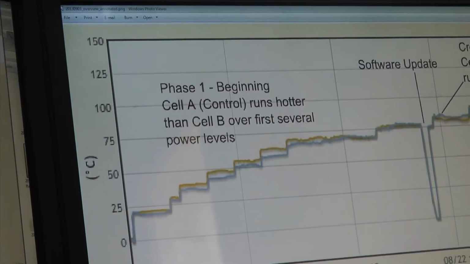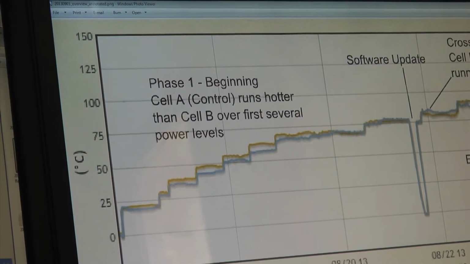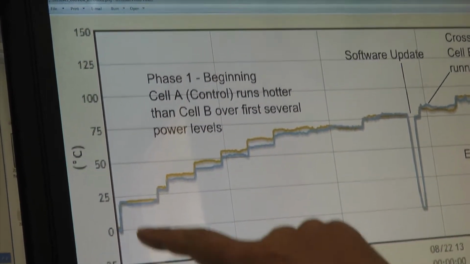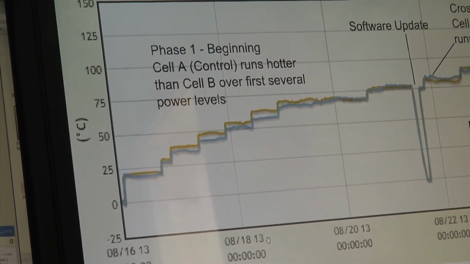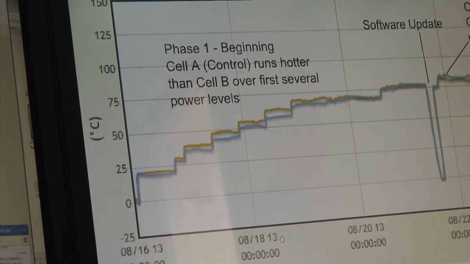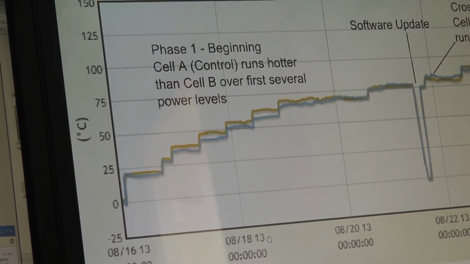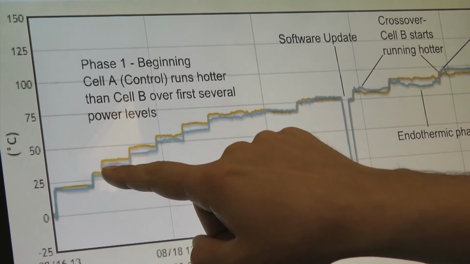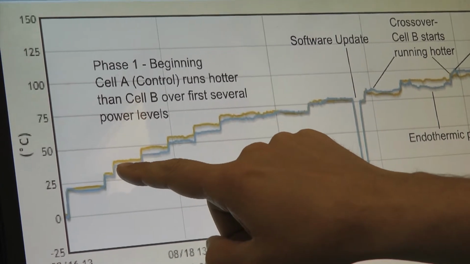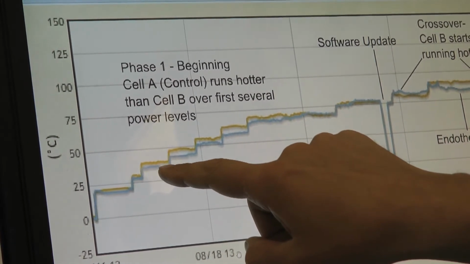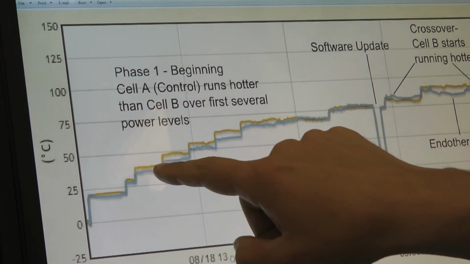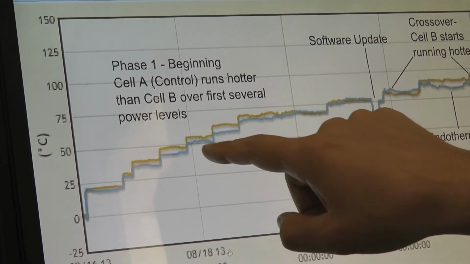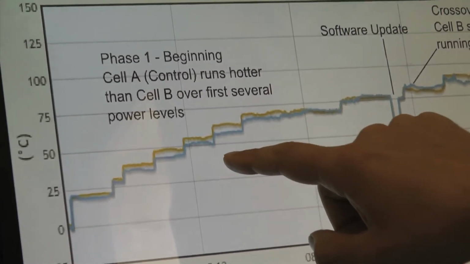The experiment began around the 16th of August, and we stepped the power up. We have two identical cells running in differential mode, and we were looking at the difference. The gold color is the external temperature minus the ambient for cell A, which is our control cell. And you see that was running a little hotter than the blue line, which is the active cell.